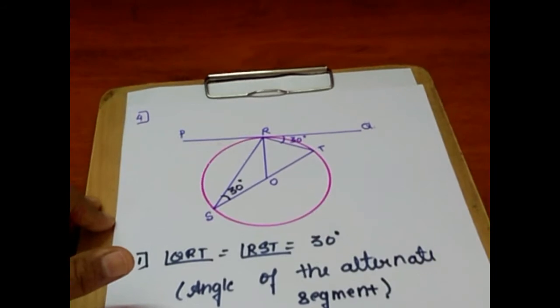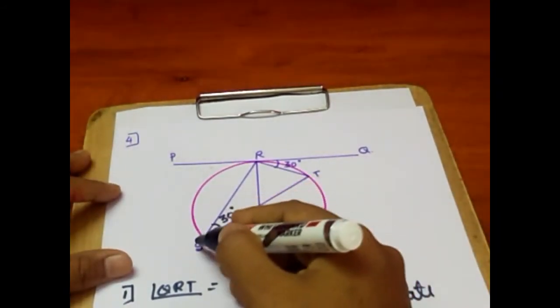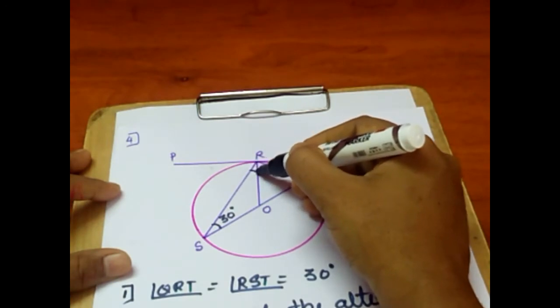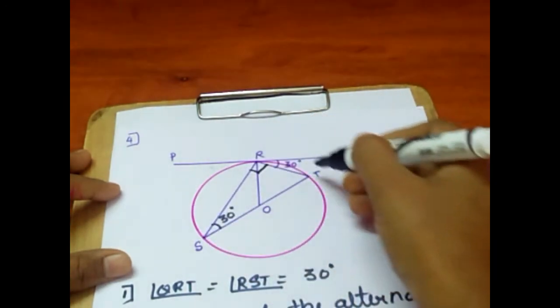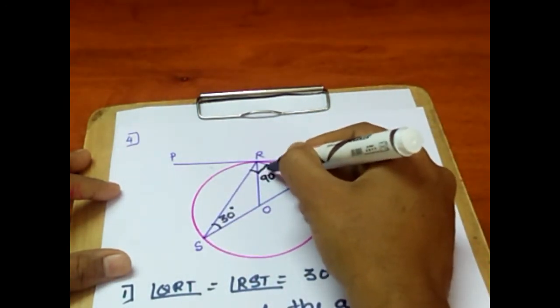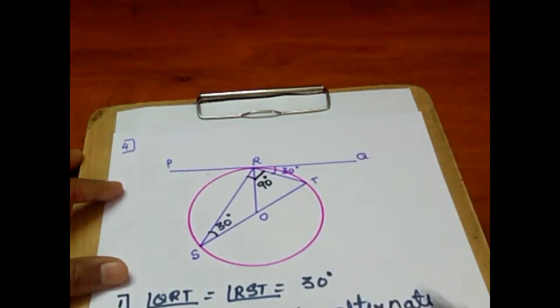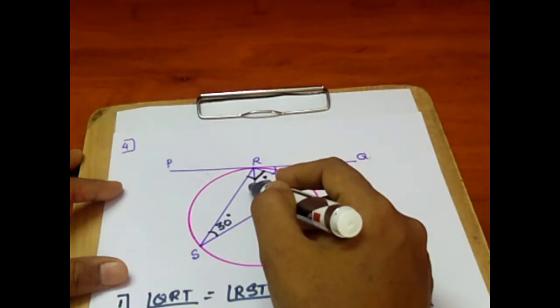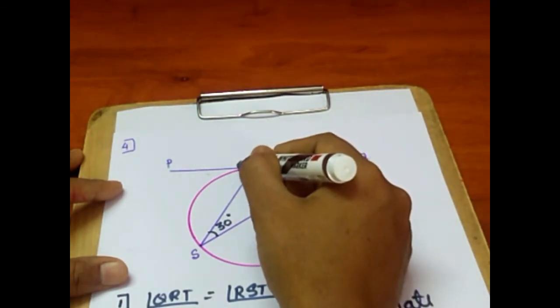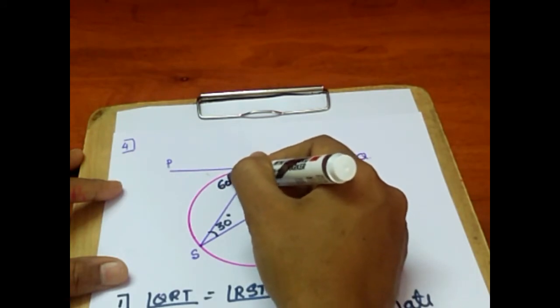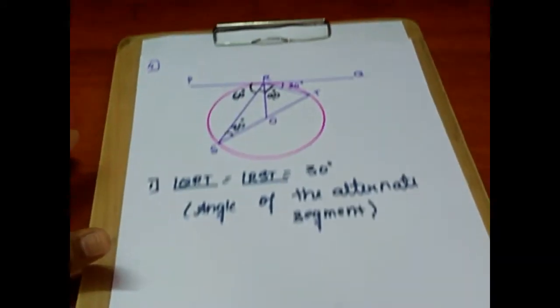Okay, next. It is said that ST is a diameter. Hence, the measure of angle SRT will be equal to 90 degrees. Angle in a semicircle is a right angle. Once this angle is 90, this is 30, and the measure of the remaining angle PRS will be equal to 60 degrees. Let us write the same.